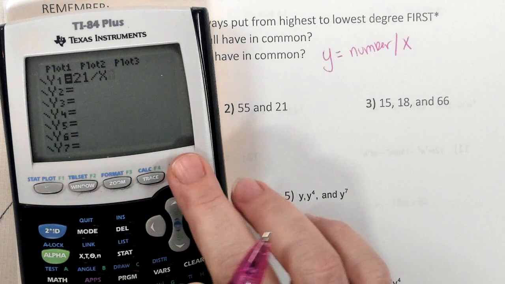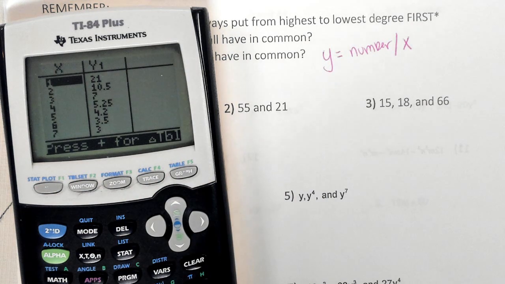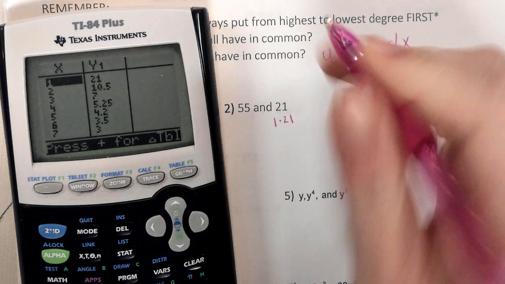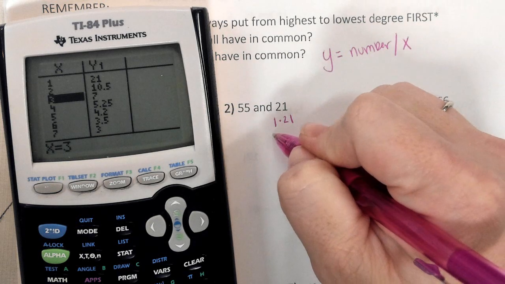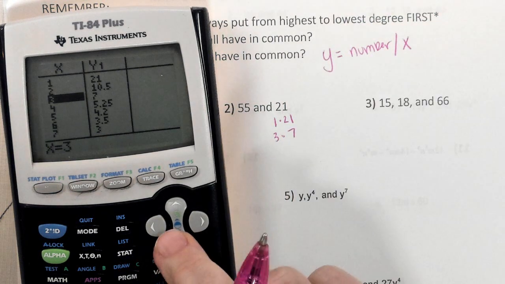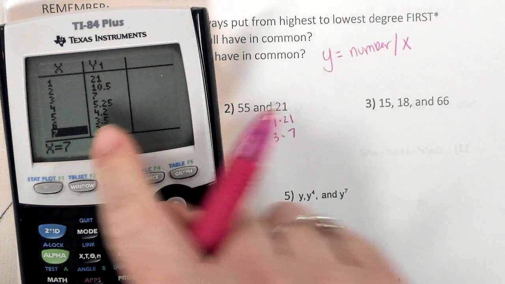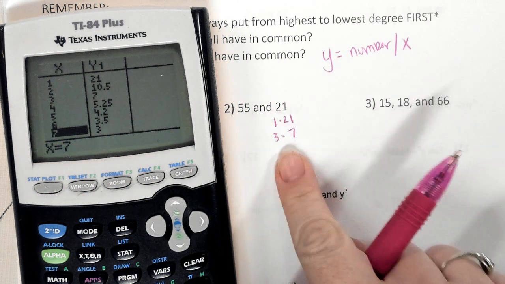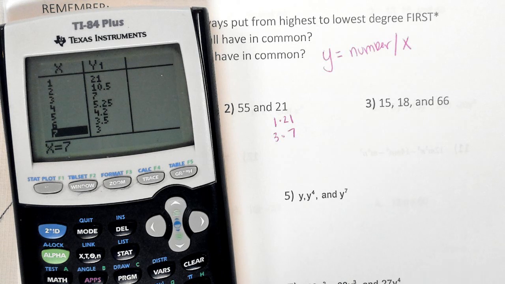And when you go to your table, it's going to list your factors for you. So I have 1 and 21. And then I have 3 and 7, because 2 gave me a decimal. And then I go down, and the next pretty one I have is 7 and 3, which don't I already have? So I do not have to rewrite it. So those are all my factors of 21.